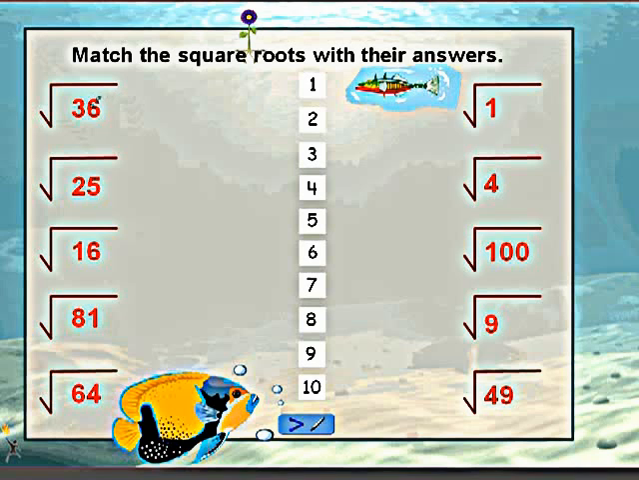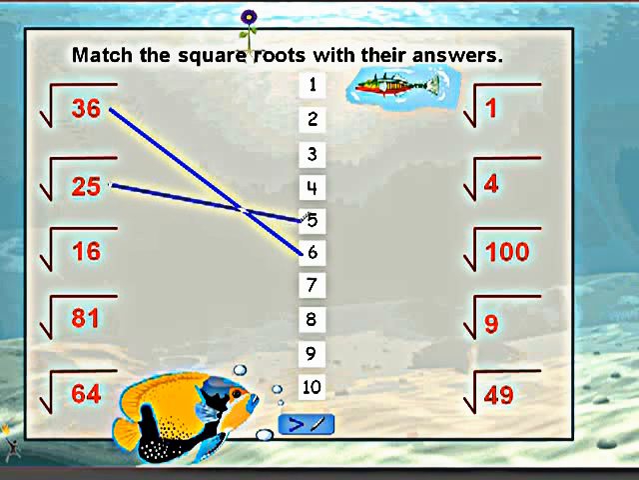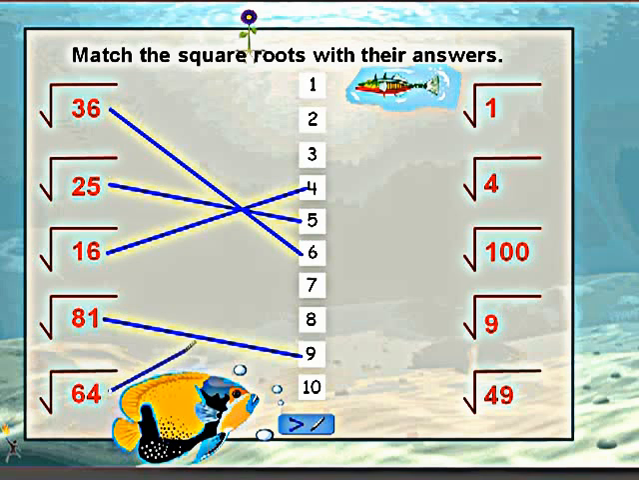Right here what we're going to do is match the square roots with their answers. The square root of 36 is 6. The square root of 25 is 5. The square root of 16 is 4. The square root of 81, which we just did, what times what equals 81, is 9. What number times itself equals 64? That is 8. Square root of 64.